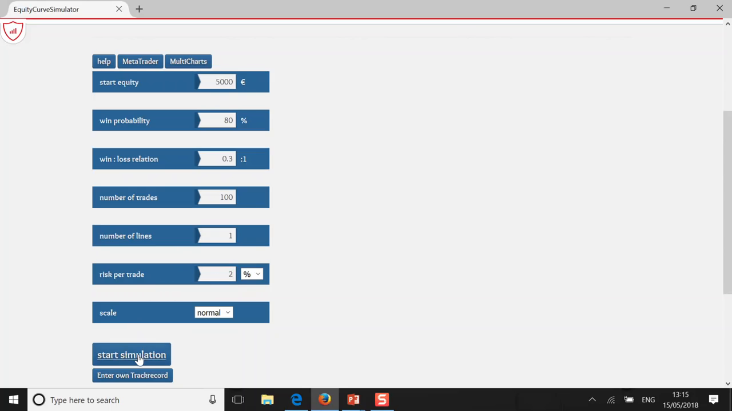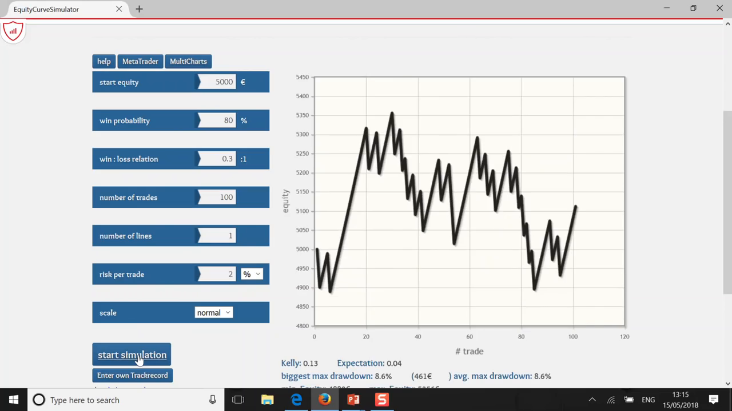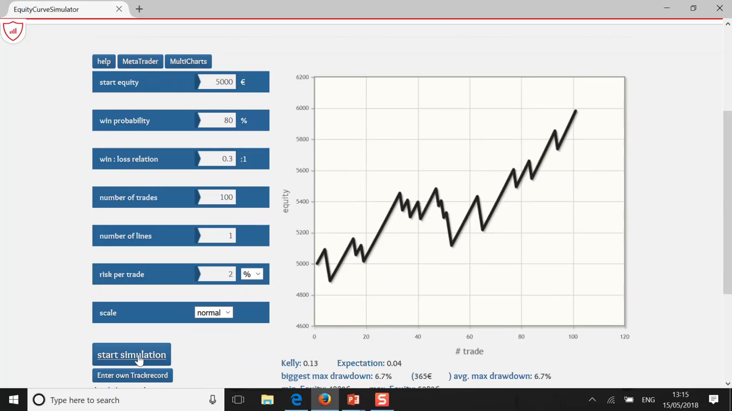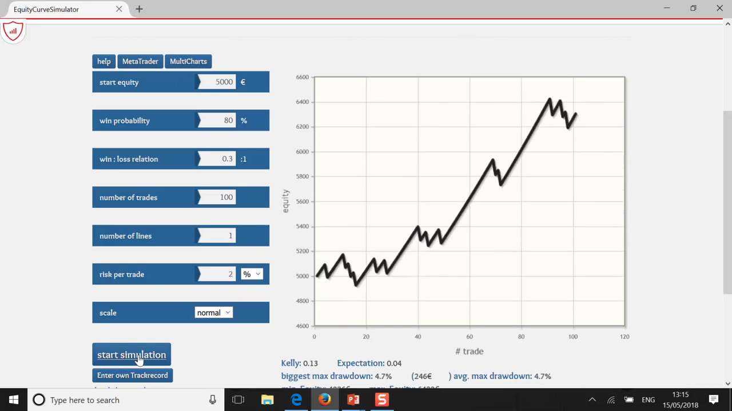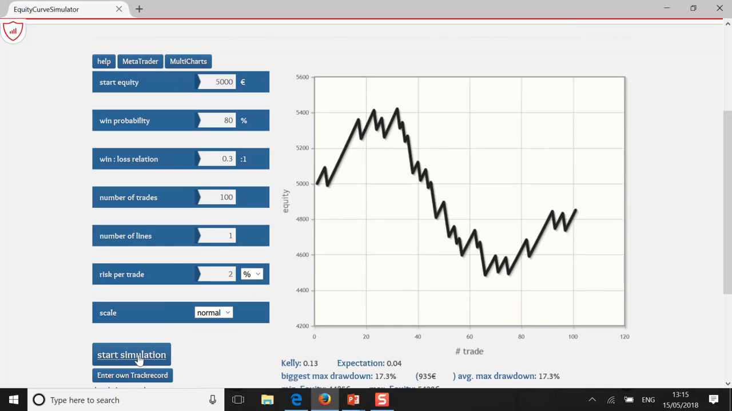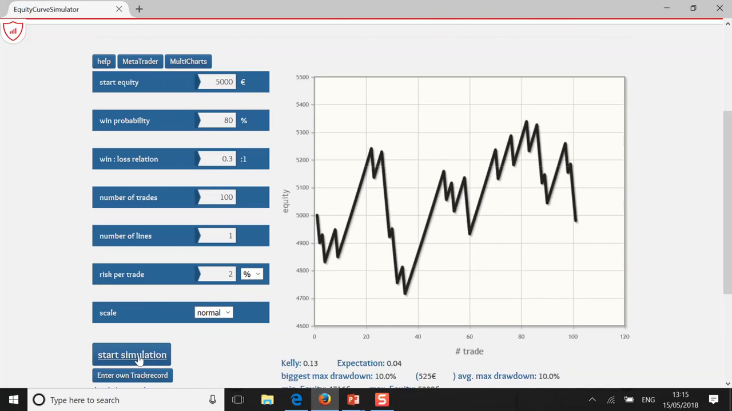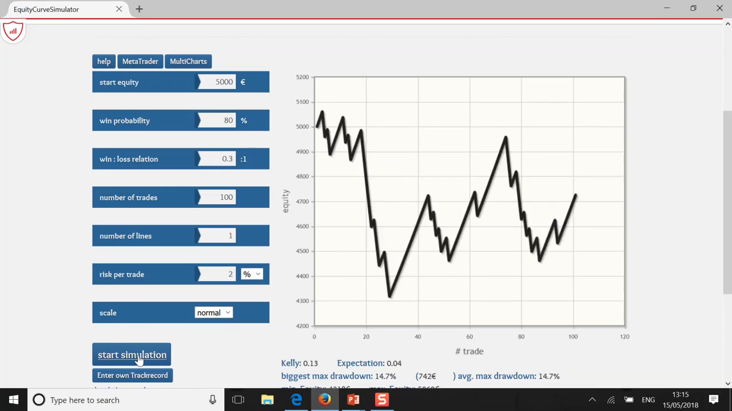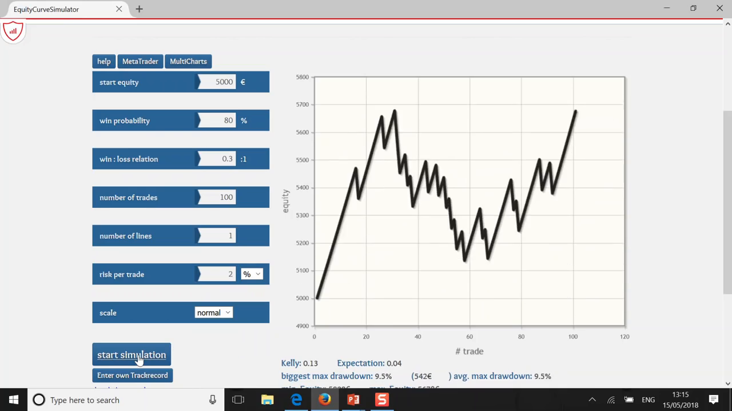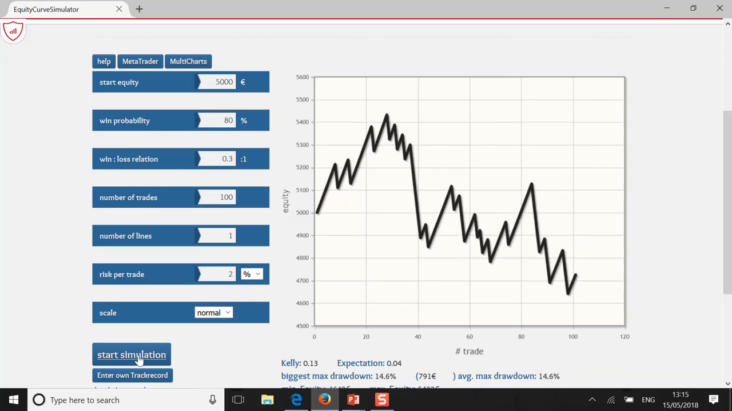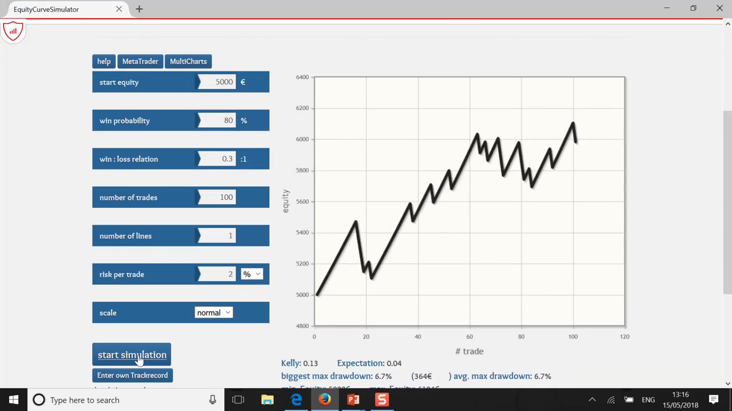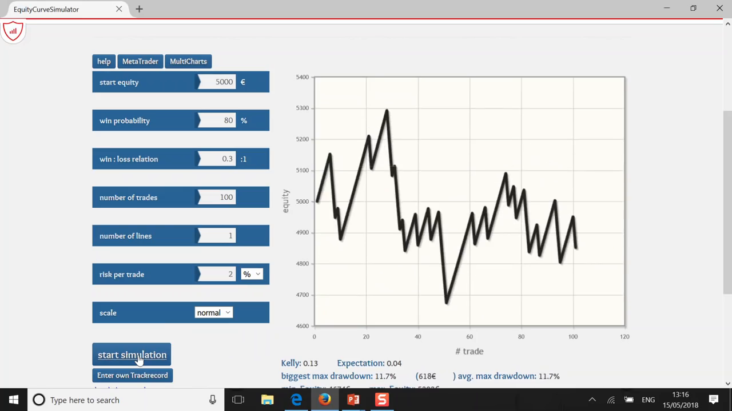So I'm going to click Start Simulation, and I'm just going to keep clicking on it. So right, here we go. So I'm not cherry picking. As you can clearly see, it's a highly volatile trading system to be following. I mean, there are instances where it does go up, but look at the amount of times it goes up and comes down. It's very, very volatile. If you look at the zigzags, I mean, it clearly shows you that it's a very, very volatile system.